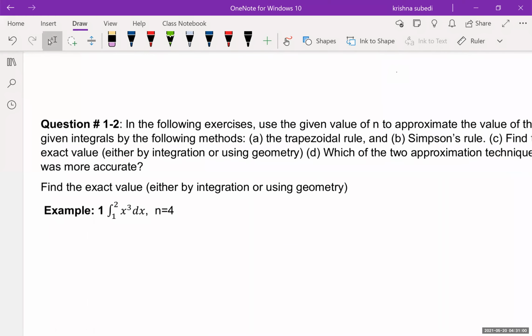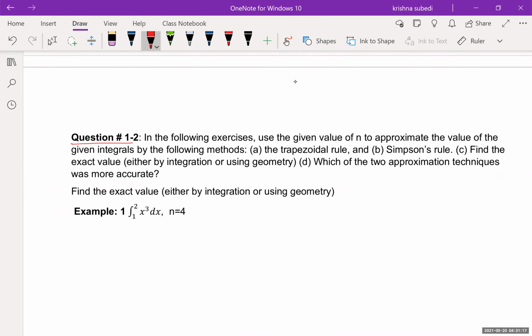Now let's try a couple of examples. In questions 1 and 2, in the following exercise, use the given value of n to approximate the value of the given integral by the following methods: trapezoidal rule and Simpson's rule, and also find the exact value either by integration or by using geometry. Compare the results and tell me which of the two approximation techniques, trapezoid and Simpson's, is more accurate.